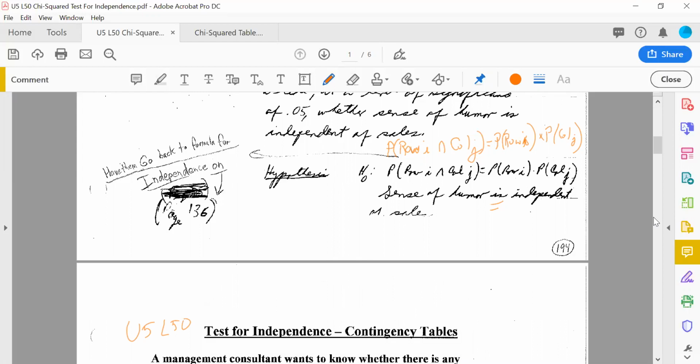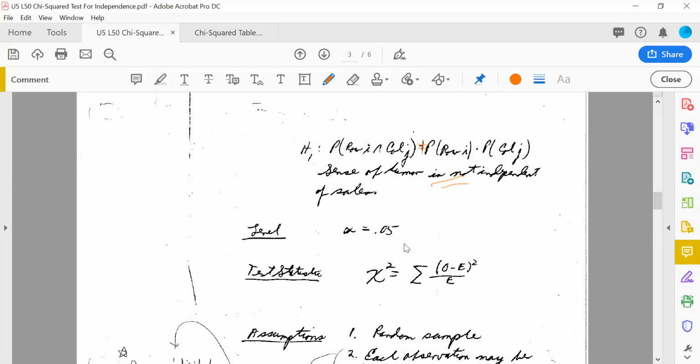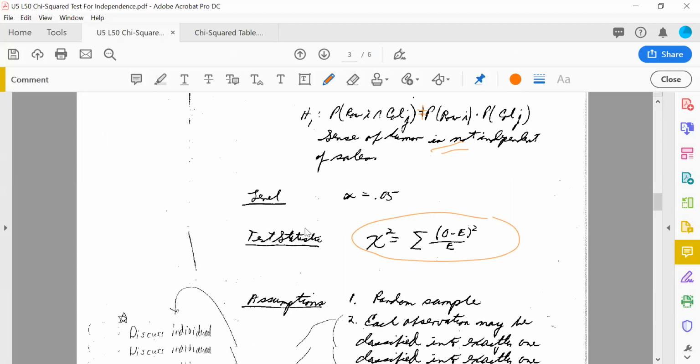The null hypothesis is boring. It's always boring. Things are independent. Nothing's going on. Everything is equal. Everybody's just fine. It's H1 where things really get juicy. The probability of row I and column J does not equal the probability of row I times the probability of column J. Sense of humor is not independent of sales. There's a relationship. The alpha level is 0.05. Chi-squared is the exact same thing as it was for our chi-square goodness of fit test.